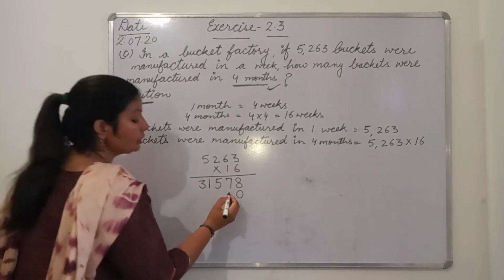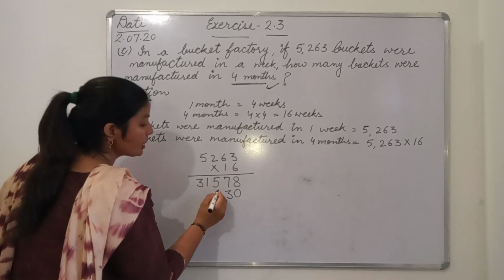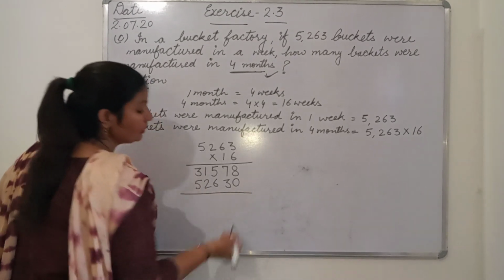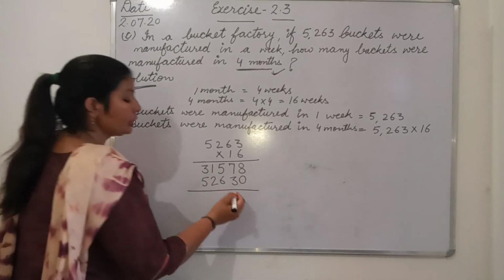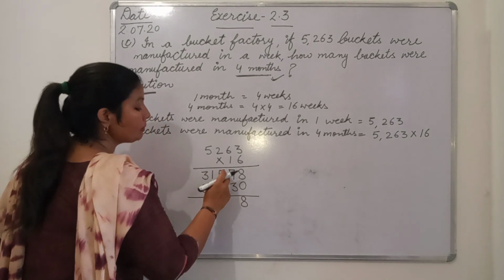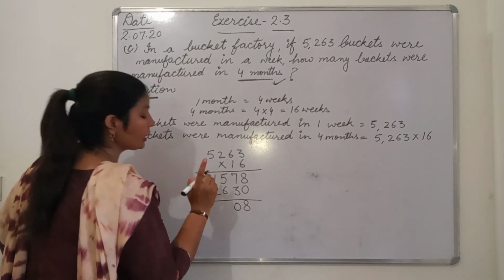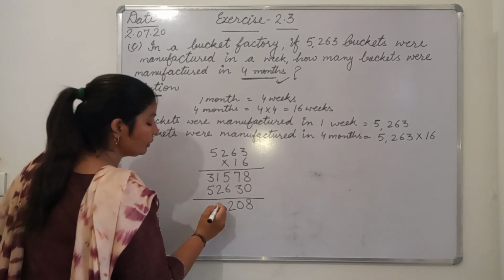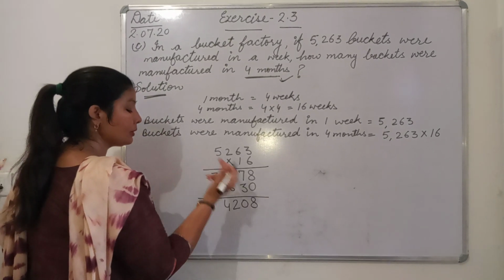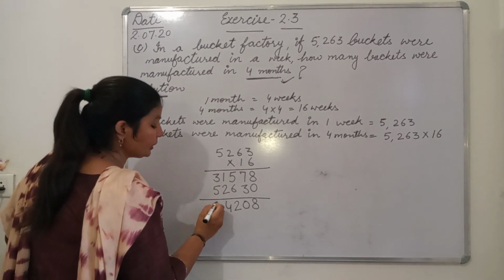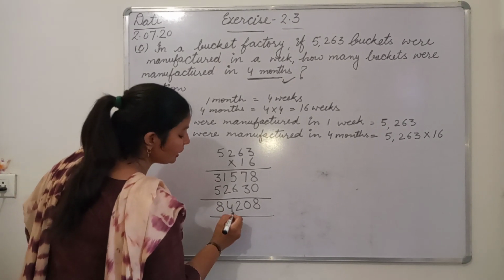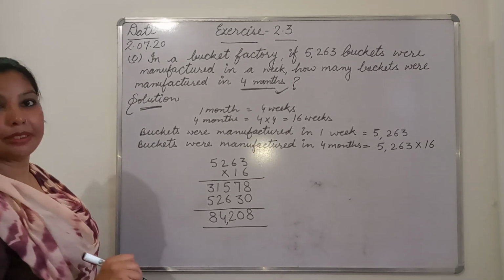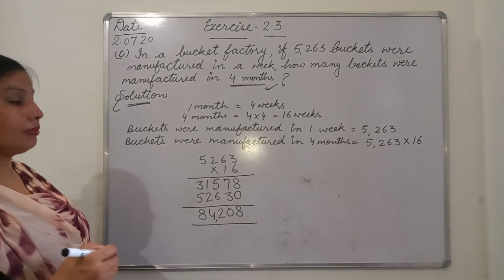Now 1 times 3 is 3. 1 times 6 is 6. 1 times 2 is 2. 1 times 5 is 5. Now we add them. 8 plus 0 is 8. 7 plus 3 is 10, 1 carry. 5 plus 1 is 6, 6 plus 6 is 12, 1 carry. Now here is 4. 2 plus 1 is 3, plus 1 is 4. 5 plus 3 is 8. So now what's your answer? 84,280. These buckets were manufactured in 4 months.